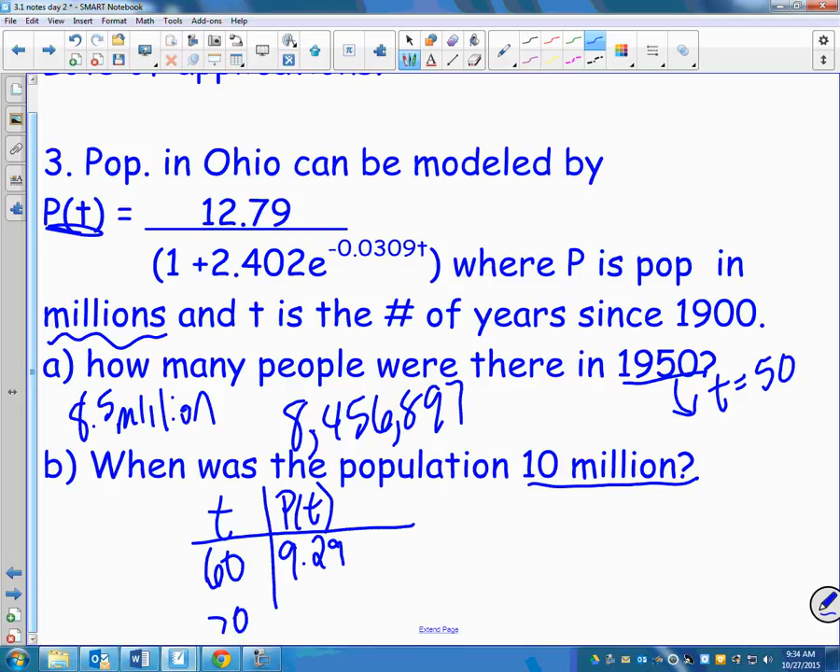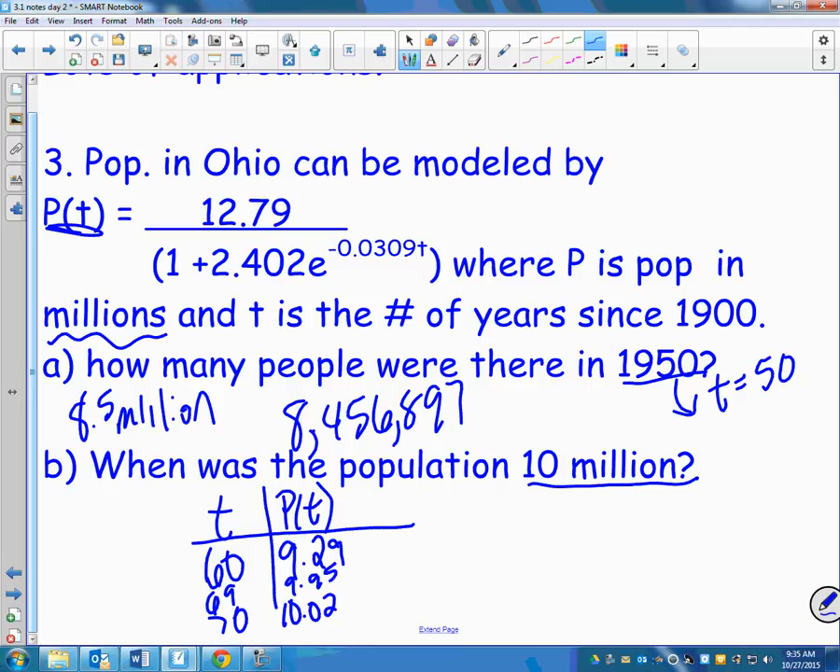I'm going to do 1970. I got 10.02. Should we check 1969? We think that didn't happen in 1969. 9.95.